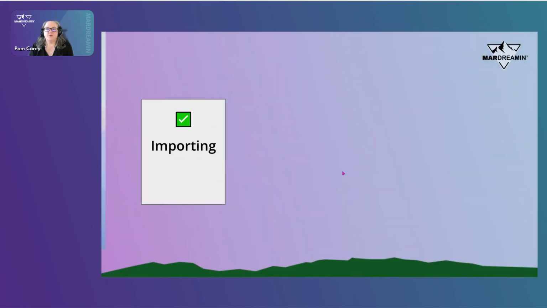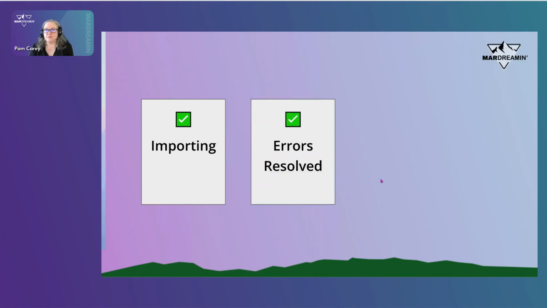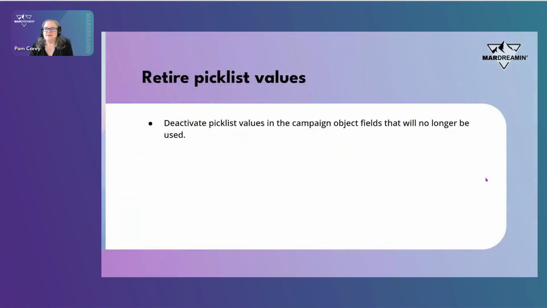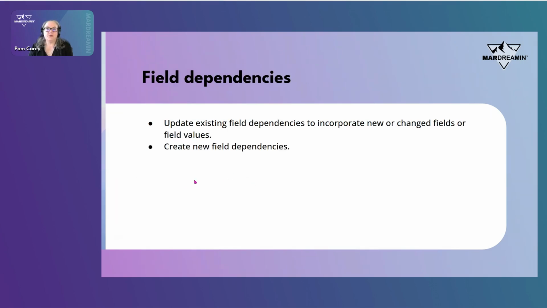Okay, you're so close to the end. You've double-checked that all imports are complete, your errors were resolved, and your data is confirmed before moving on. But you're not done yet. Now's the time to deactivate campaign field pick list values that will no longer be used. Next, you can update or create new field dependencies according to your plan.